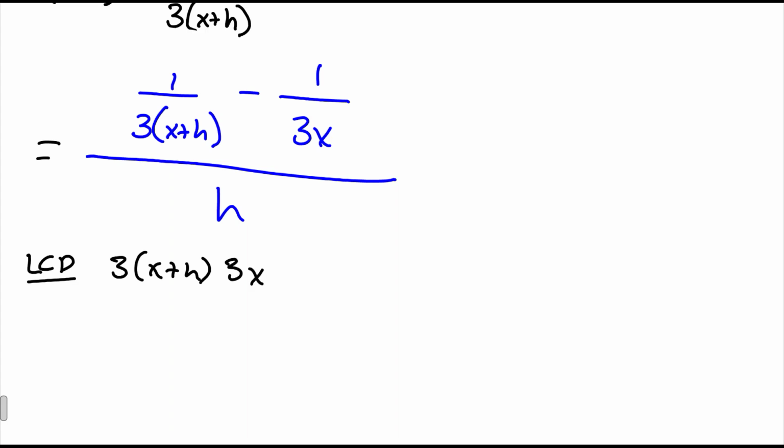Now here's the thing. Here's the trick. The LCD that you're going to be working with, we see that 3 shows up twice. So we can eliminate one of those 3's. So therefore, the LCD that you're going to be working with is 3x times x plus h. That's what we're going to be using.